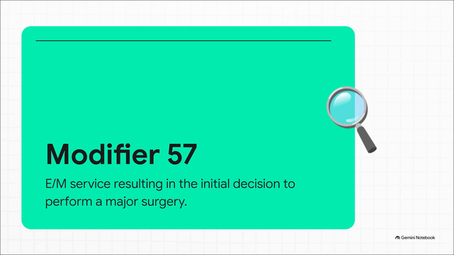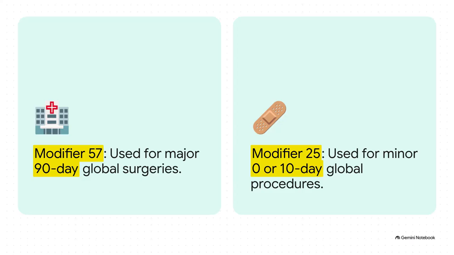This modifier is exclusively reserved for an E&M visit performed on the day before or the day of a major procedure, meaning a 90-day global period, that results in the initial decision to actually perform that surgery. Think of it as the decision for major surgery modifier. So the absolutely crucial contrast you need to remember here is between Modifier 57 and Modifier 25.